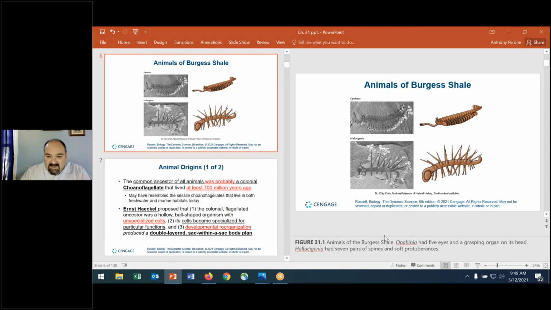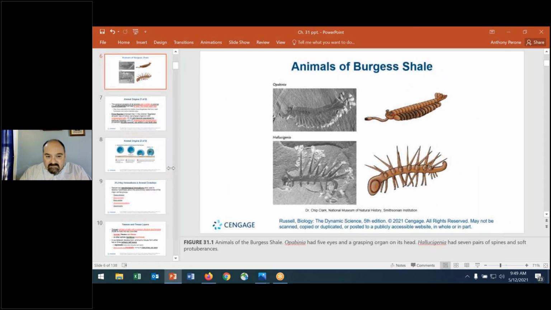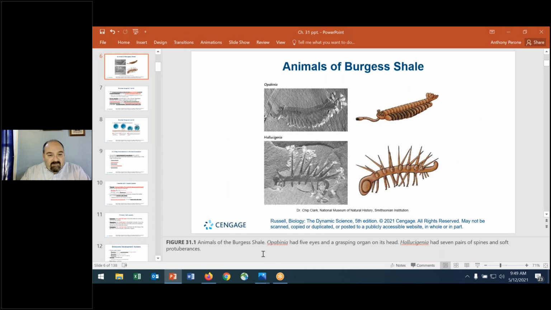I'm going to reduce this for a moment so you can see. So let's go here. Animals of the Burgess Shale. Opabinia had 5 eyes and a grasping organ on its head. It almost looks like something out of a Doctor Who or science fiction program. Hallucigenia, quite an interesting name, had 7 pairs of spines and soft protuberances.